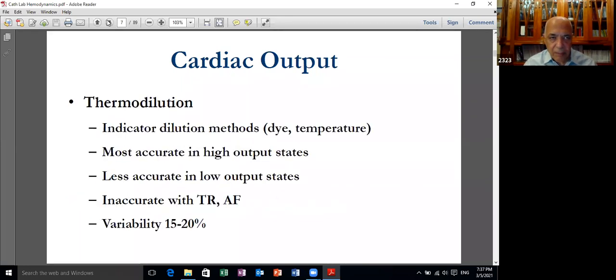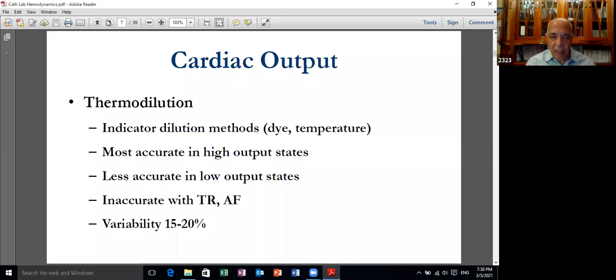The thermodilution method, we used in the past to inject some dyes like Evans blue or indocyanine green, but now we use normal temperature saline. Previously we used cold saline, ice water, very cold saline to the degree of 3 or 4 degrees centigrade. But now we inject normal saline in the proximal port of the catheter, and then we estimate the change in the temperature of the saline at the tip of the catheter. So it's warming of saline which is responsible for the result. And then we apply the Stewart-Hamilton formula.